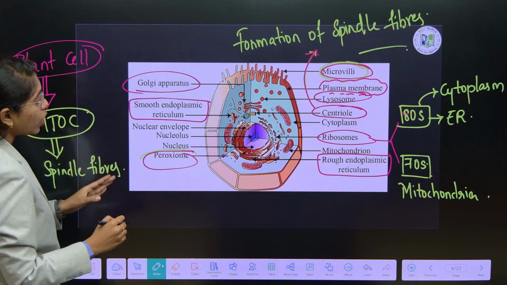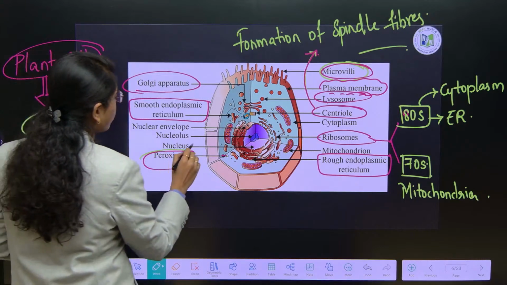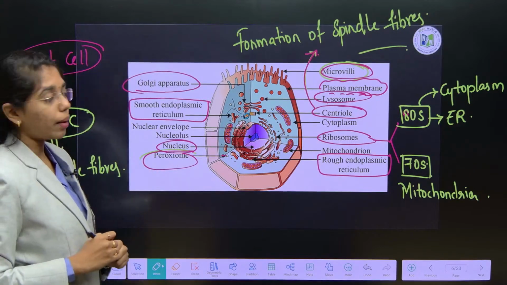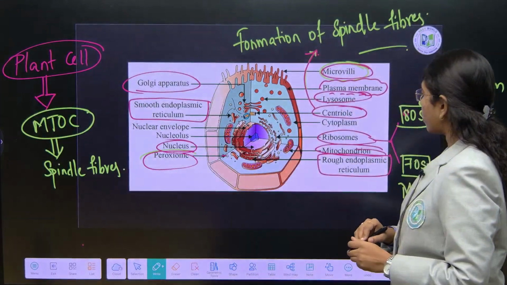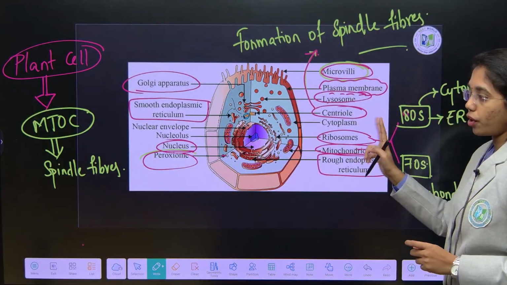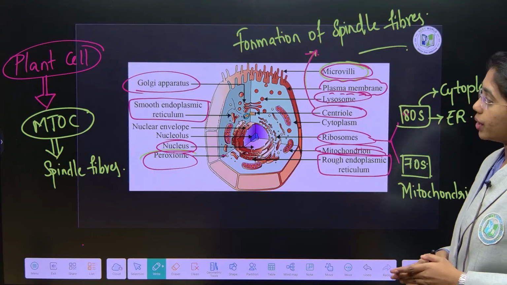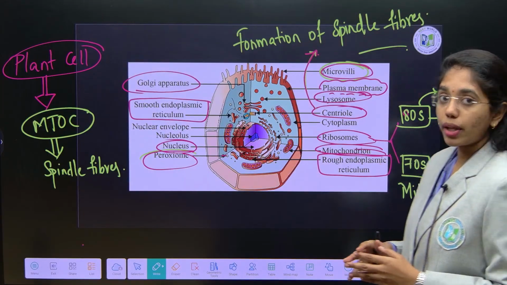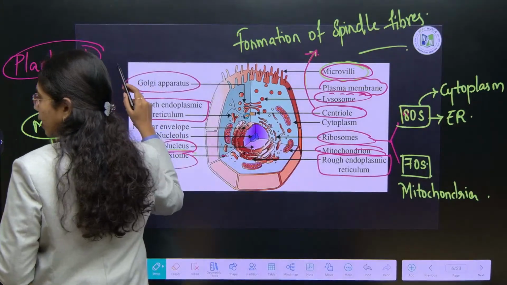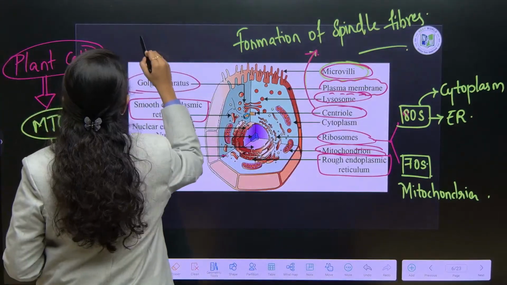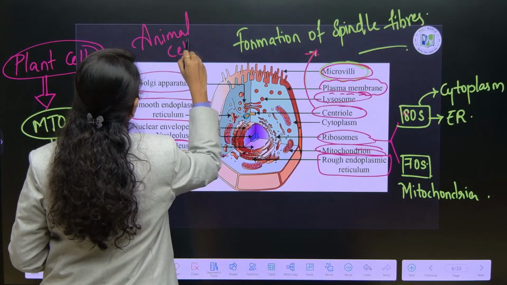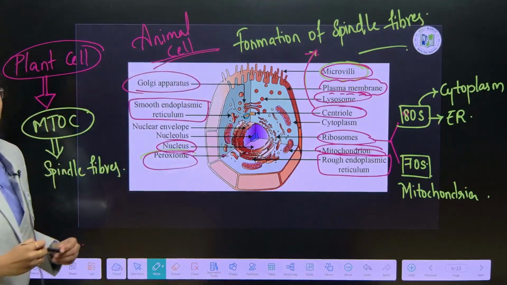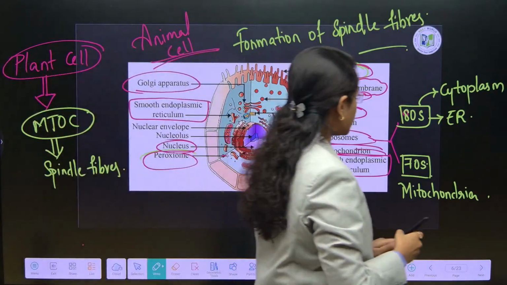Okay, here we go with double membrane bound organelles. First is the nucleus, then mitochondria. Nucleus and mitochondria are the only two double membrane bound organelles. Clear till here? Any doubt anywhere? Animal cell is clear, right? Plant cell and animal cell is clear, right?